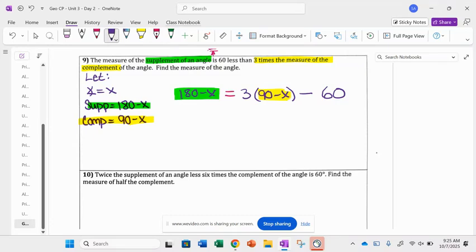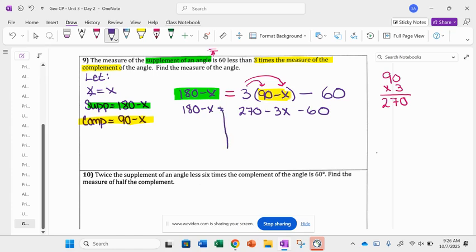Again, I have a number and then parentheses, so I have to distribute it in. And if you don't know what 90 times 3 is, that's okay. You go over to the side of your paper and you multiply. 3 times 0 is 0. 3 times 9 is 27. So we're going to have 180 minus x equals 270 minus 3x minus 60.